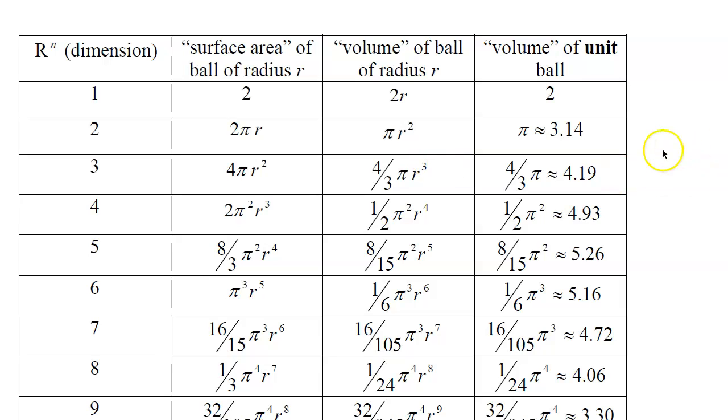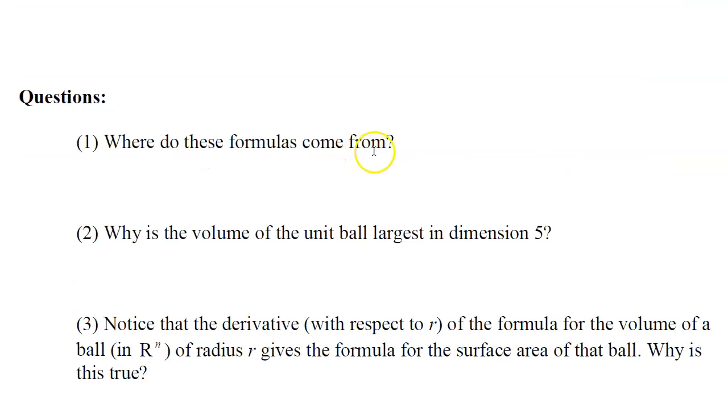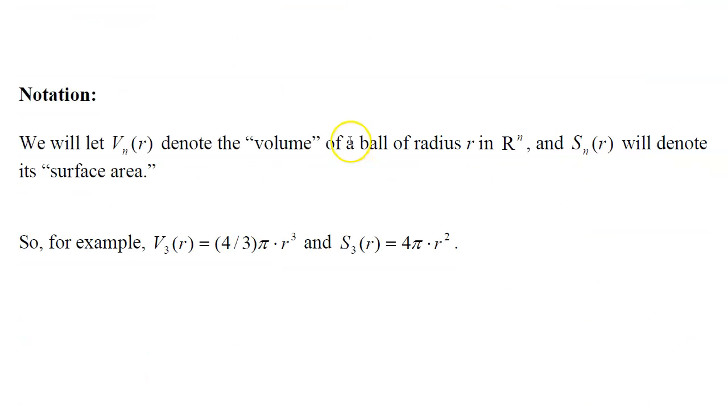So these are really the questions that we want to answer. Where do these formulas come from? Why is the volume largest in dimension 5? And why is it that the derivative of the volume formula gives you the surface area formula in a particular dimension? So we're going to answer those questions in these next 2 videos.